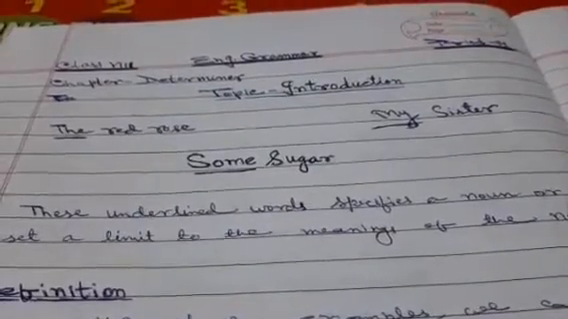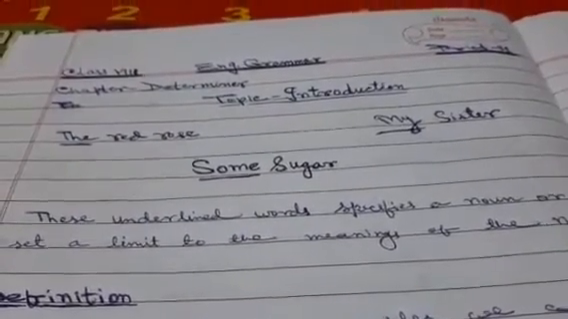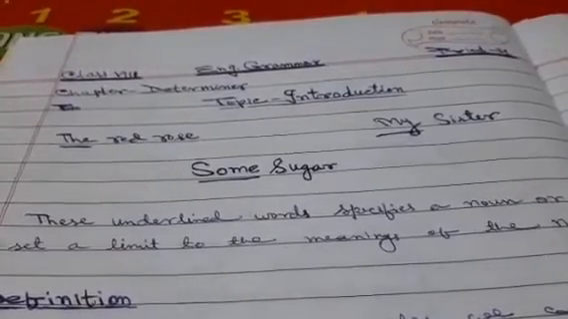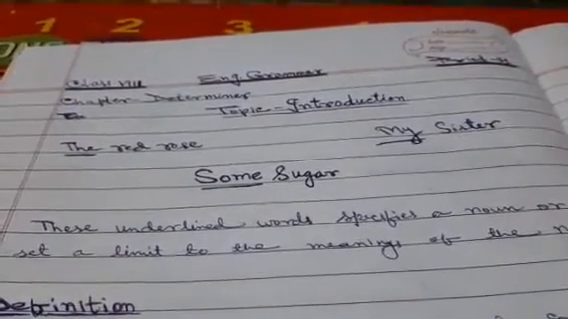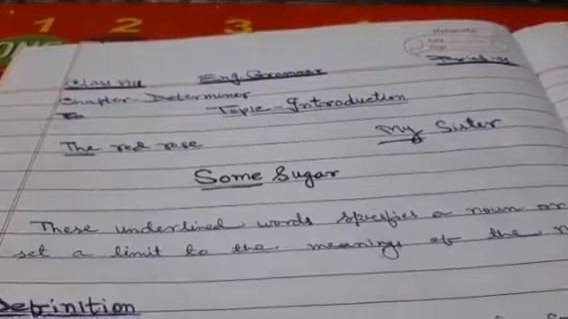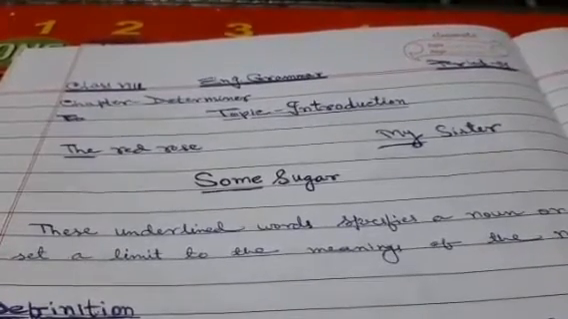Good morning, students. Today we'll learn about the first chapter of English grammar for class 8, determiners. So let's start the topic. This is our first period on determiners. At first, in the introduction, look at the following examples.